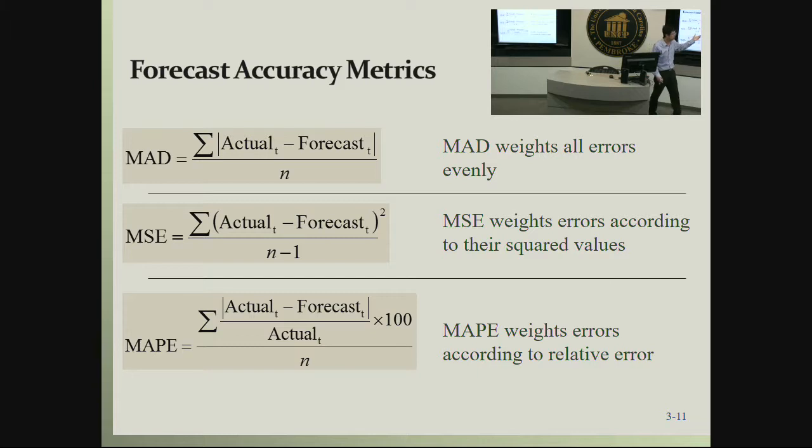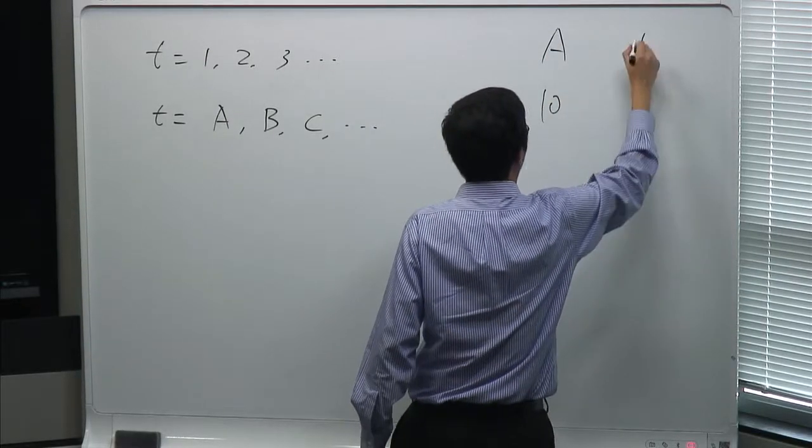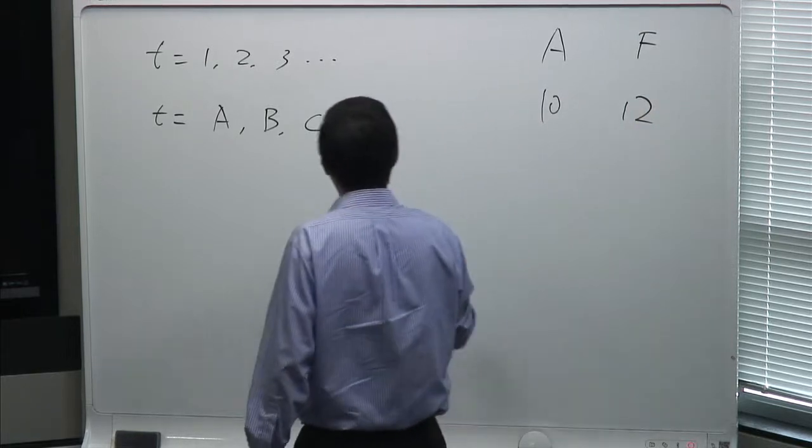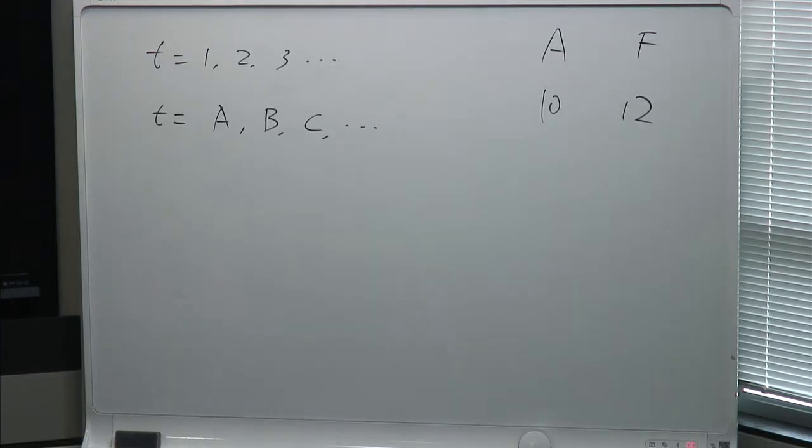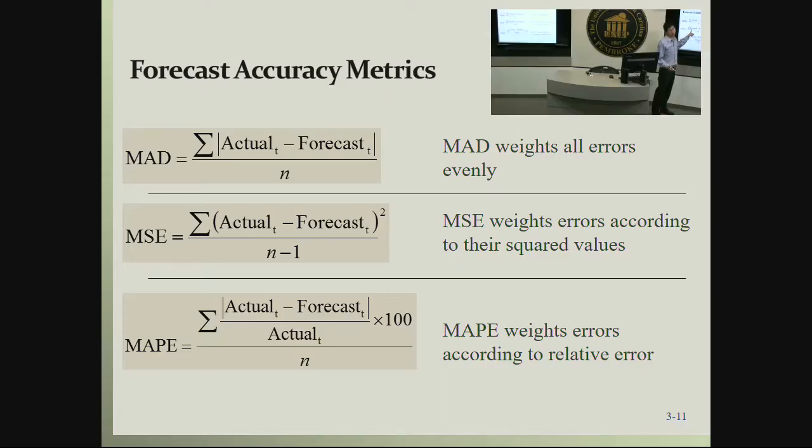For example, if your actual is 10 and the forecast is 12, in MAD it's just negative 2, and then you take the absolute value, which is 2. But in MSE, what's the value of the numerator? For this example, 2 squared becomes 4. Another thing you have to pay attention to is in the formula, n minus 1 is the denominator.